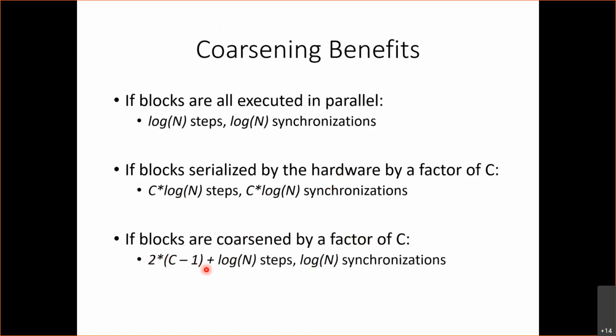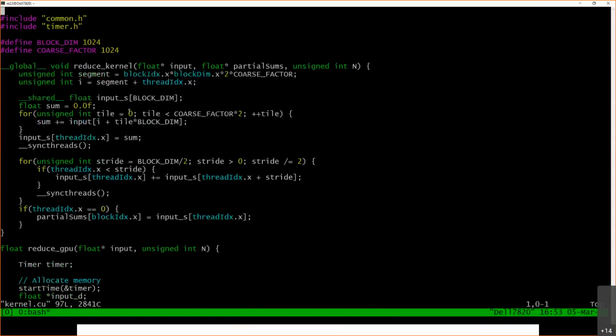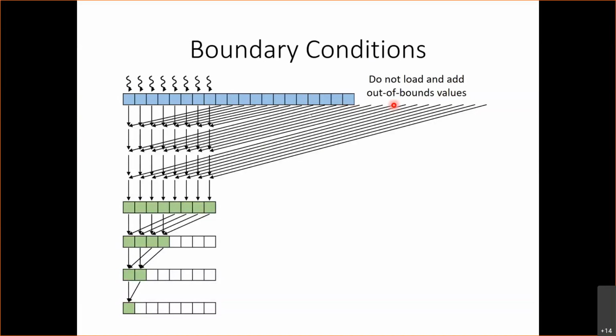Finally, with boundary conditions, you might end up in a situation where the very last thread block has some elements that are out of bounds. So you need to make sure that you handle the boundary conditions properly when you are loading from global memory. What that means is that over here, when you load from global memory for the first time, you need to make sure that the value you're loading is within bounds. Otherwise, you can just load zeros.